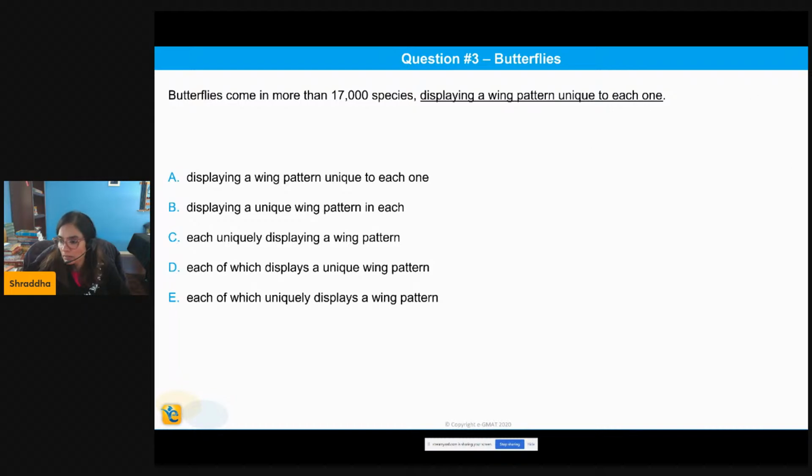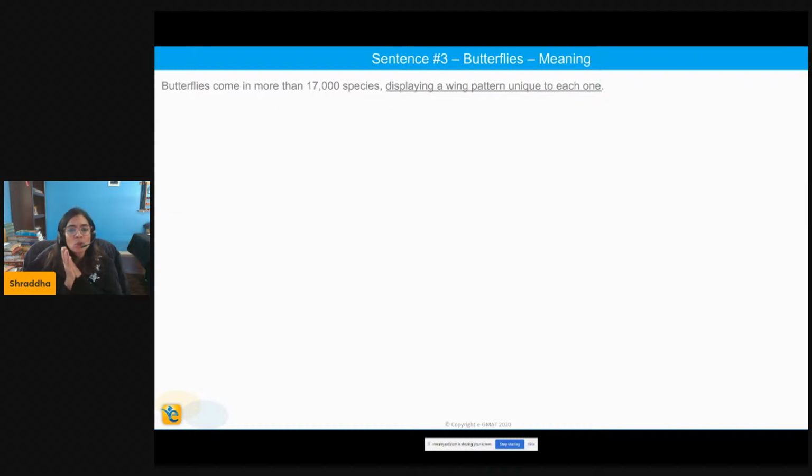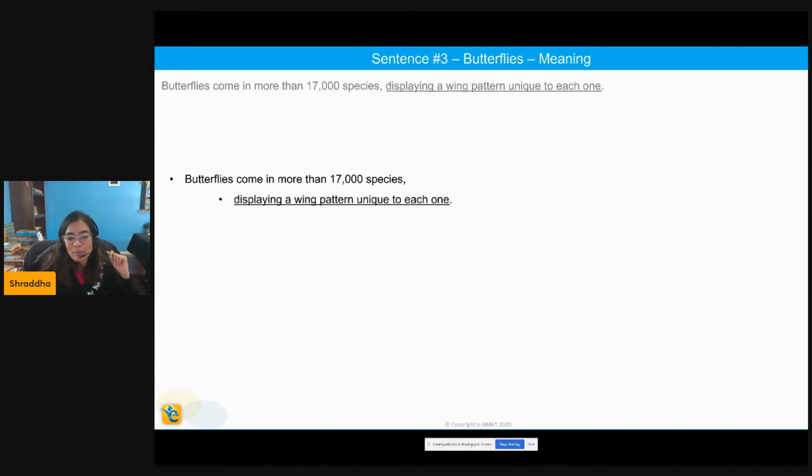So let's tackle this question as to what's happening in here. Okay. So this is a very squiggly sentence. That's the only word that comes to my mind every time I look at this sentence. Very sweet, very small, not very daunting. Butterflies come, very beautiful also, right? When you talk about butterflies, you already feel so nice. Okay. Butterflies come in more than 17,000 species, displaying a wing pattern unique to each one.